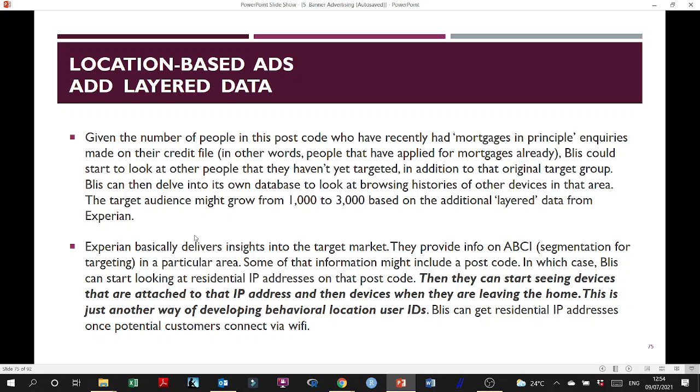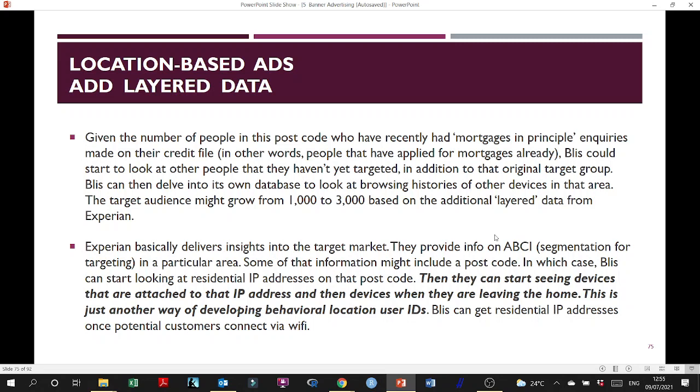Now, Experian basically delivers insights into the target market. They provide information on what we call ABCI segmentation for targeting, which is all the demographics in a particular area. Some of that information might include a postal code, and Bliss can start looking at residential IP addresses on the mobile phones and the PCs. Then they can start seeing devices that are attached to that IP address, and then devices when they are leaving the home. So this is just another way of developing behavioral location user ID. So it's quite dangerous, right?